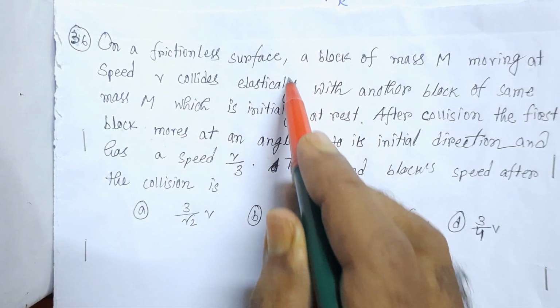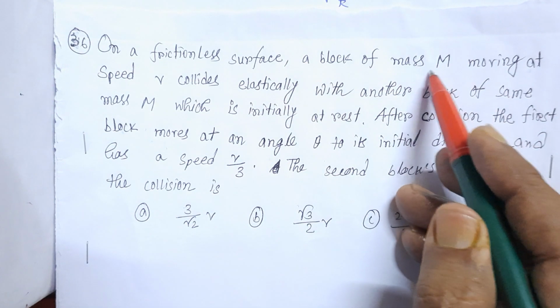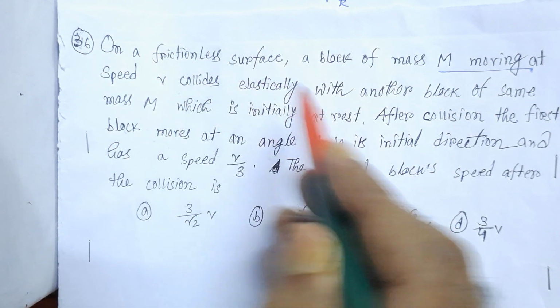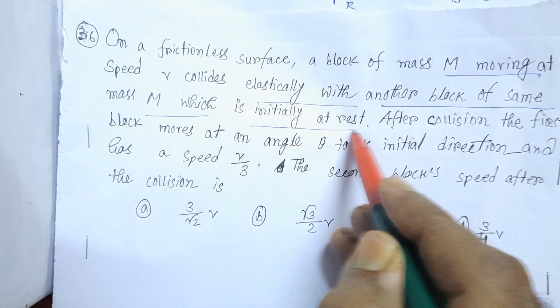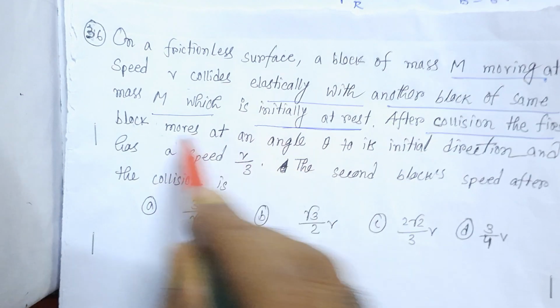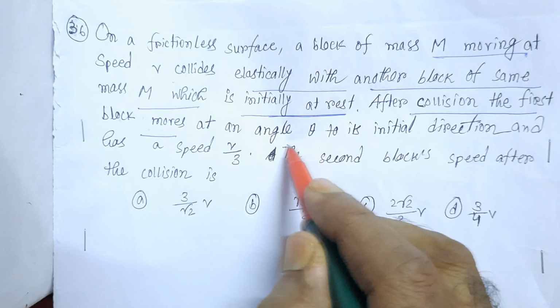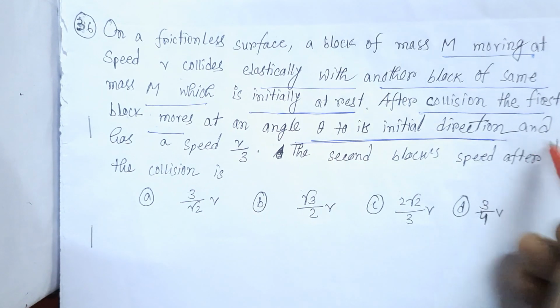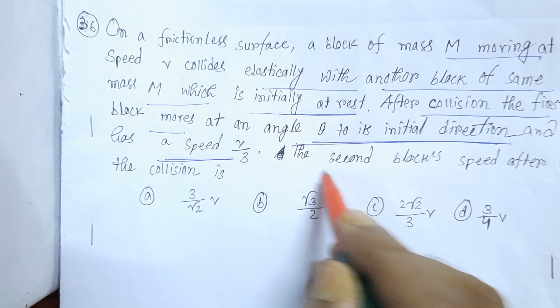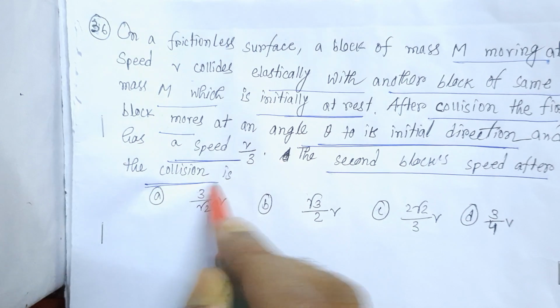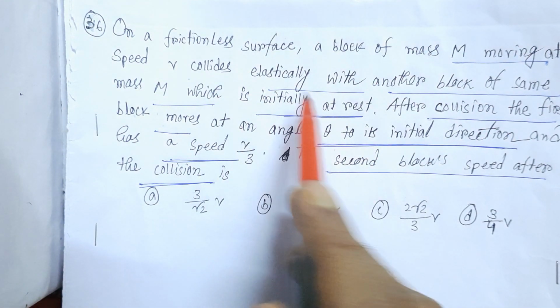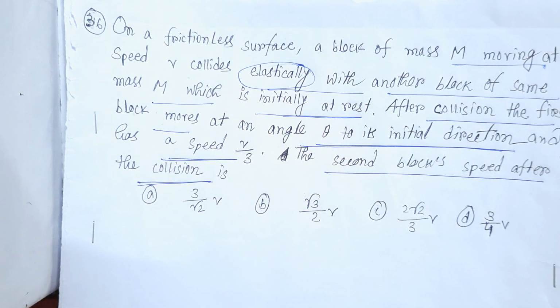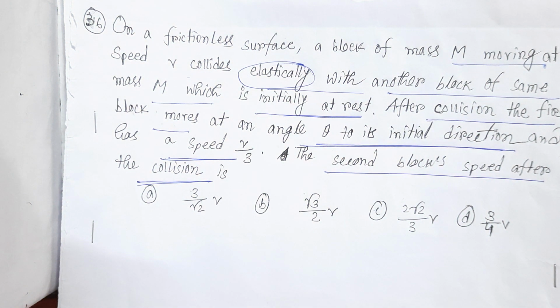On a frictionless surface, a block of mass m moving at a speed v collides elastically with another block of same mass m which is initially at rest. After collision, the first block moves at an angle theta with its initial direction and has a speed v by 3. The second block speed after collision. The collision is elastic. When the collision is elastic, the kinetic energy conservation law is valid.